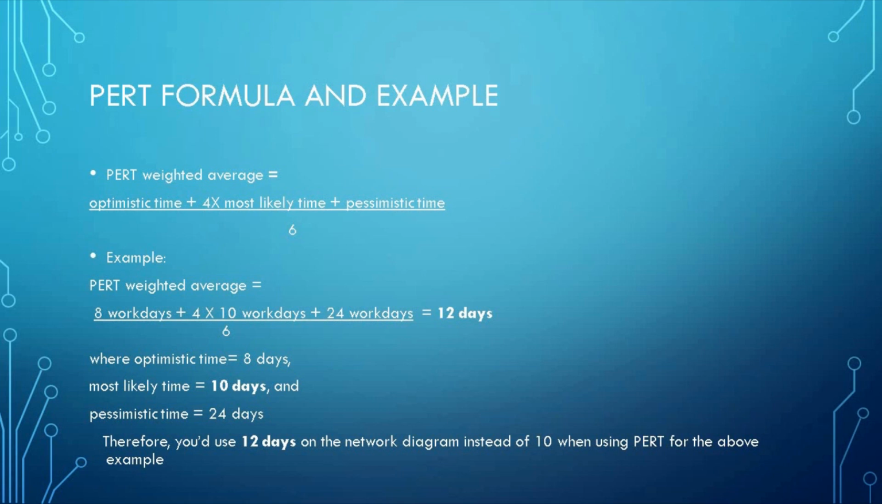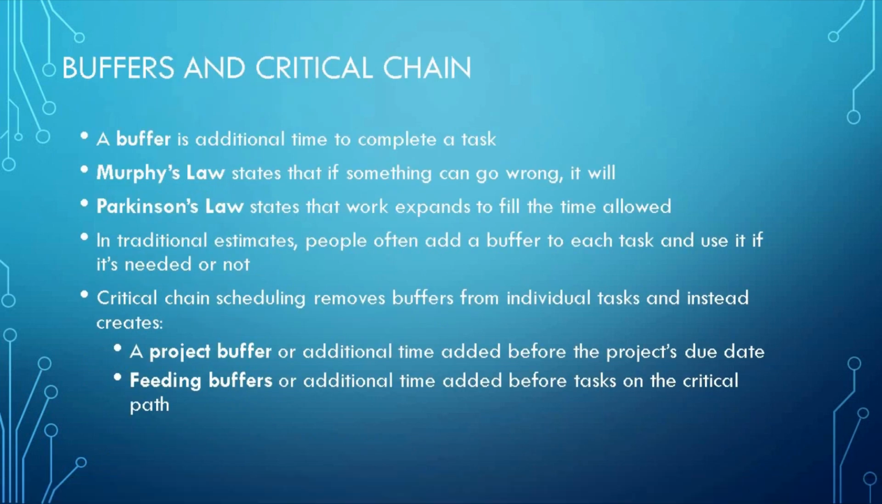For example, 8 workdays plus 4 times 10 workdays plus 24 workdays, divided by 6, is equal to 12 days, where optimistic time is equal to 8 days, most likely time is equal to 10 days, and pessimistic time is equal to 24 days. Therefore, you'd use 12 days on the network diagram instead of 10 when using PERT for the above example.